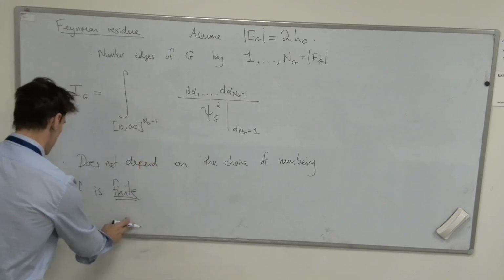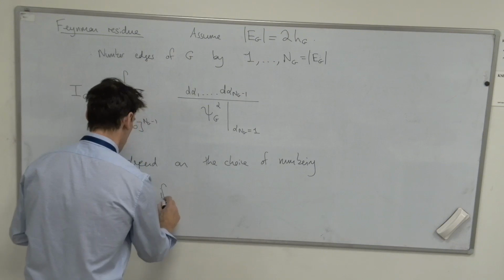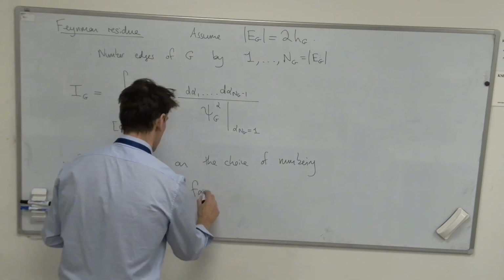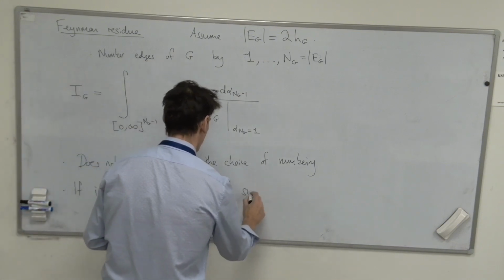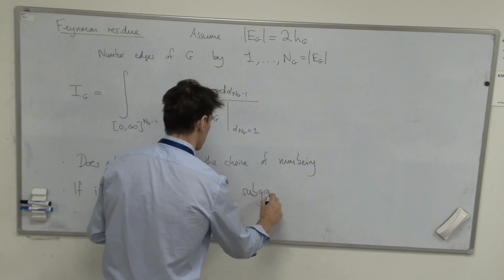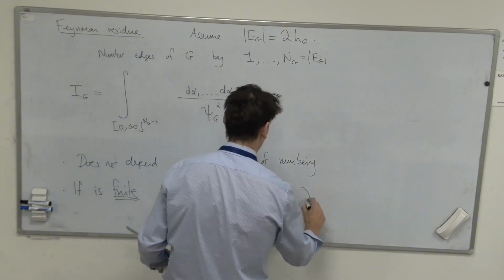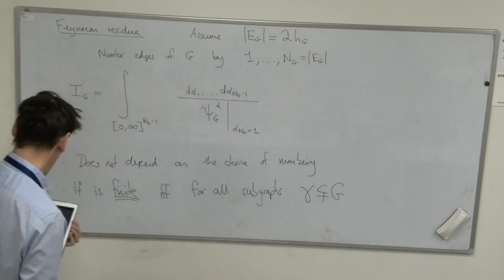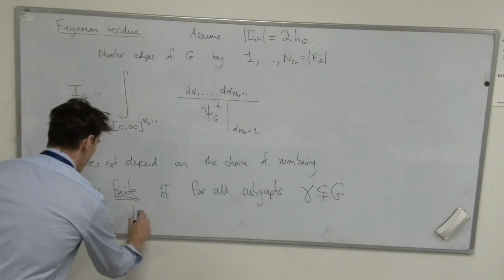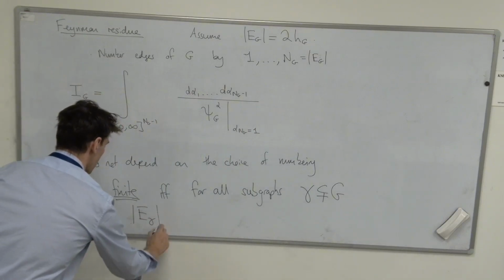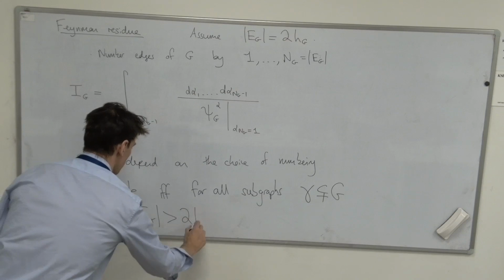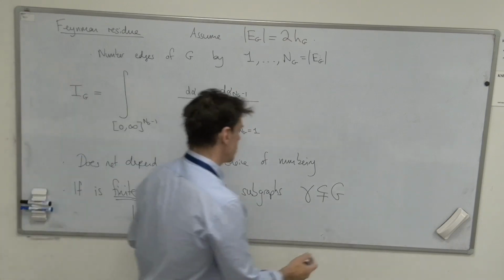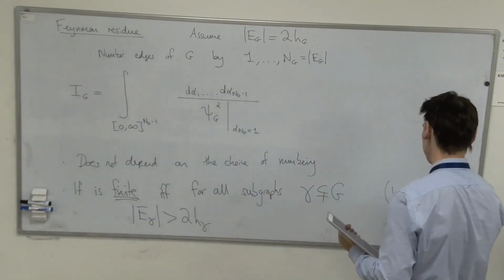It can be infinite if and only if, for some subgraph gamma strictly contained in G, the number of edges of the subgraph is less than or equal to twice the loop number of the subgraph. So this is a theorem due to Weinberg.